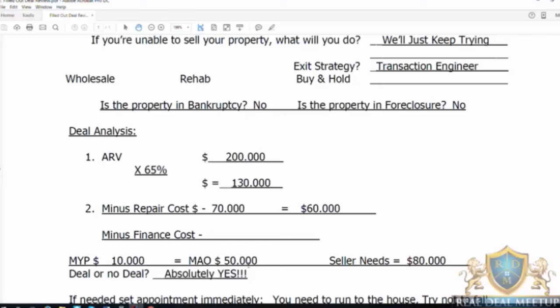That, my friend, is how you think like a transaction engineer. There are probably another 3 to 4 other strategies involving that same synopsis. But when you think like a transaction engineer, there are so many opportunities open to you as a real estate professional.